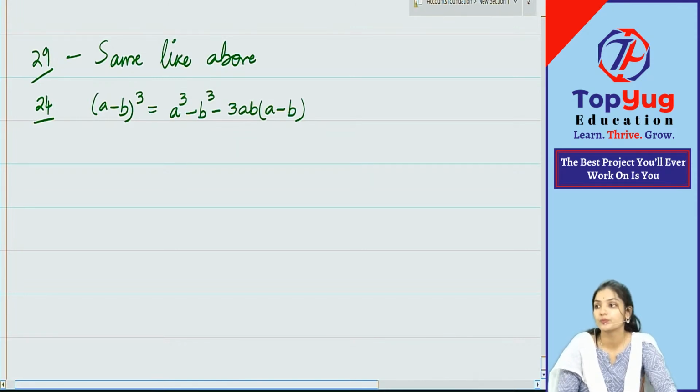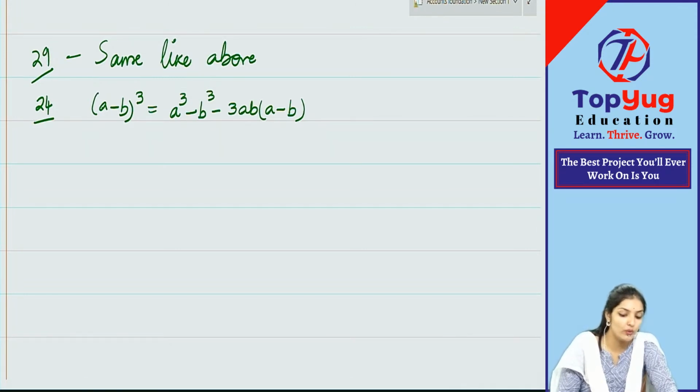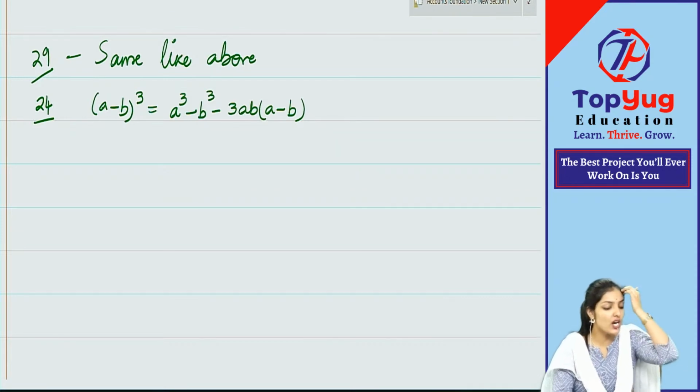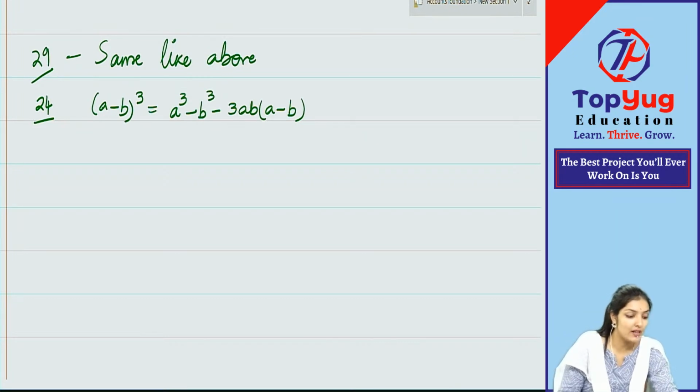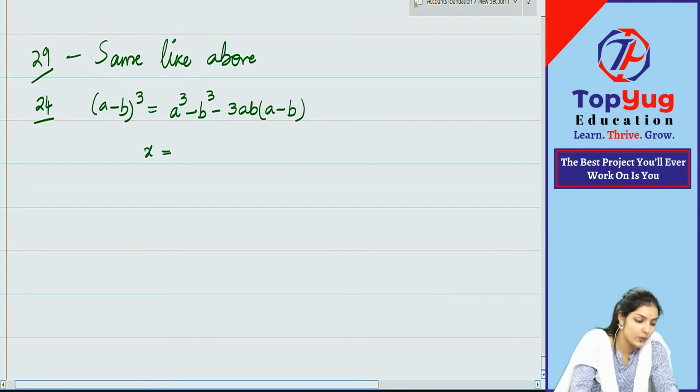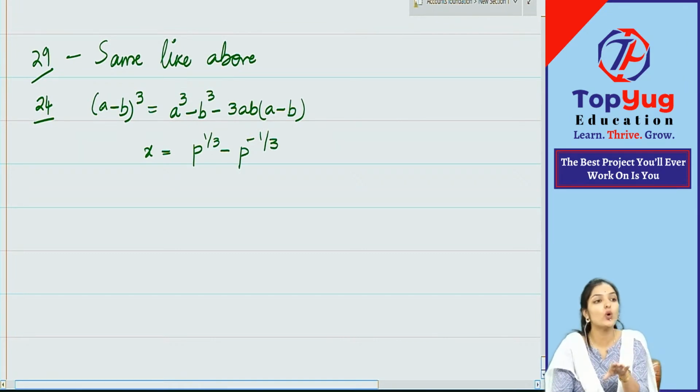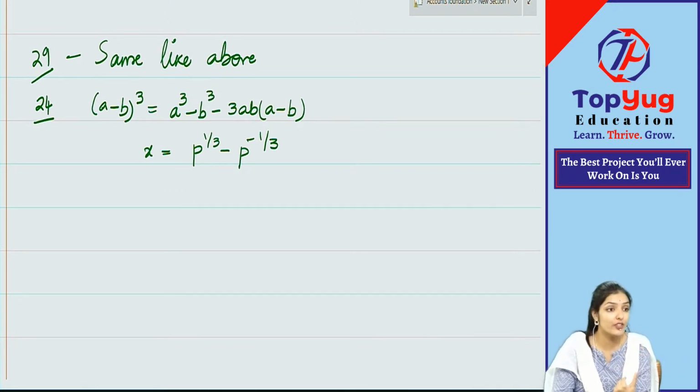Shall I start? So 24th one, you see they have given some formulae over there. It is not every time that whatever formula is given, we have to compulsorily use it. But there can be a few instances where we have to use it. So guys, have a look over here. X is equal to p^(1/3) minus p^(-1/3). If you want, you can go with the trial and error method by substituting in each and every option. But do you have that much time?